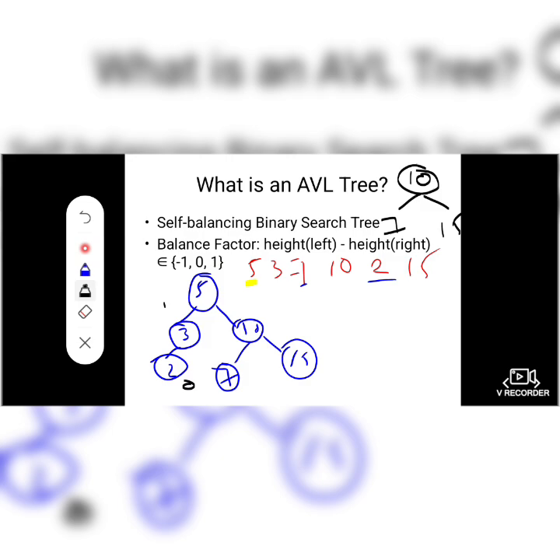Now check the balance. 0, 0, 1 minus 1 is 0. Here 1 only. If there are many nodes like this, then we have to check the longest chain. Here it has 2 nodes, here 2 nodes, so there is no problem. 2 minus 2 is 0, so it is balanced. Like that we have to check.